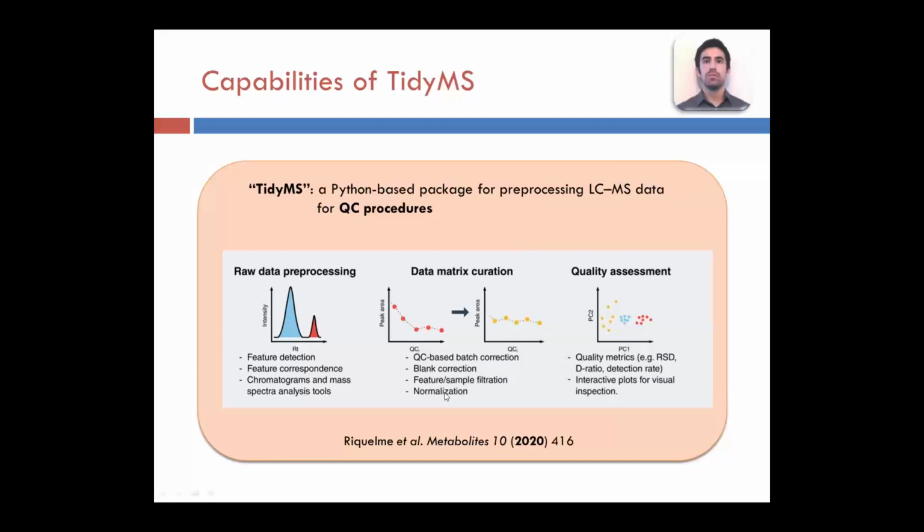And at the end, the pipeline also allows normalizing the data. And along all the steps of the pipeline, the user can calculate metrics such as the RSD, the dip ratio, the detection rate, and the RSD can be estimated also by means of the median absolute deviation. And the user can obtain interactive plots for visual inspection, and these are different tools for quality assessment while performing the different curation steps.